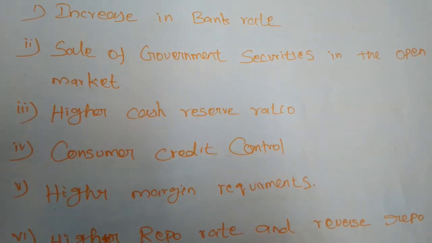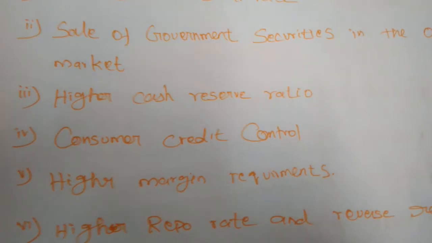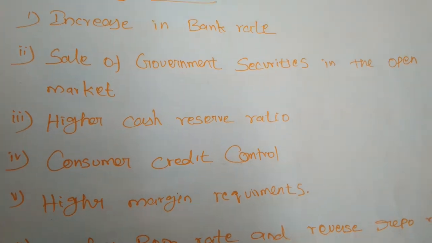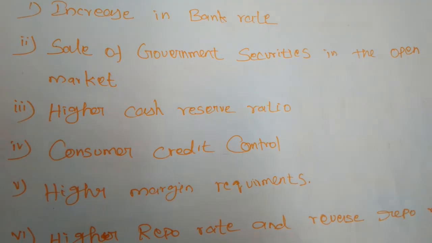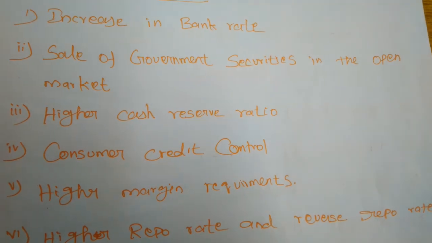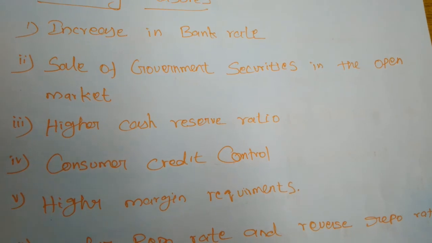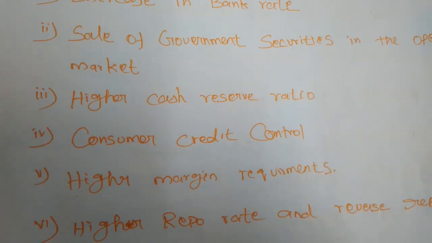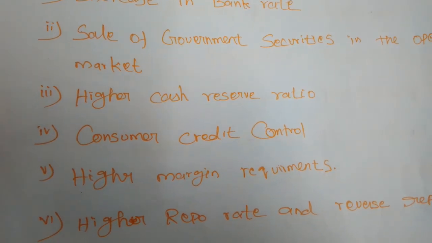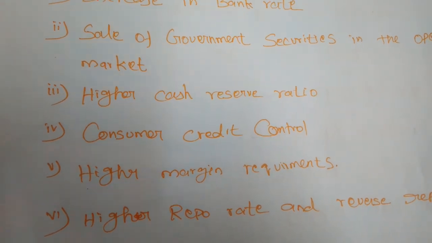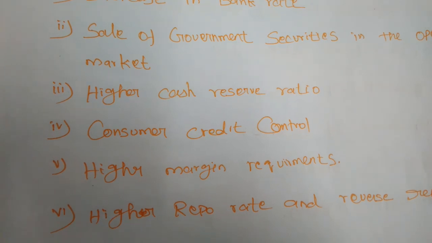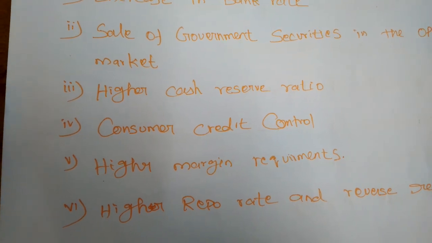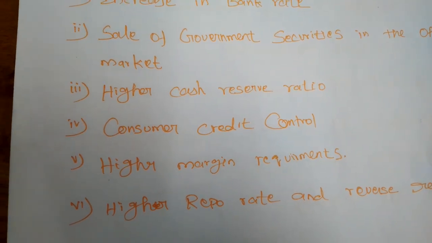Next, higher cash reserve ratio. Cash reserve ratio means the minimum amount that all the commercial banks have to keep in the hands of the Reserve Bank of India as a reserve. For example, if the property of one commercial bank is 100 crores, then a minimum amount, say 20,000 or 30,000, must be provided to the Reserve Bank of India in the form of reserve. This is compulsory for all the commercial banks.